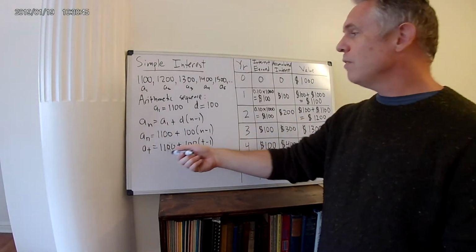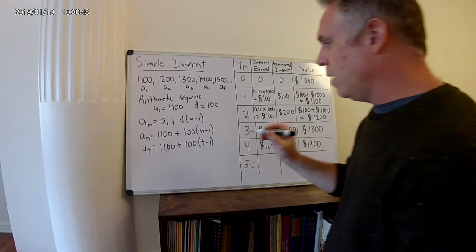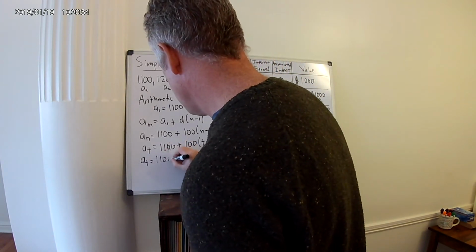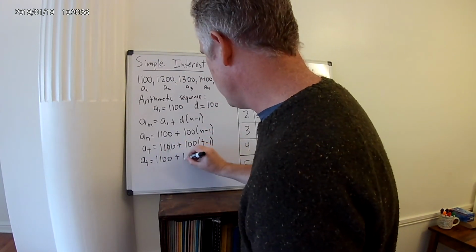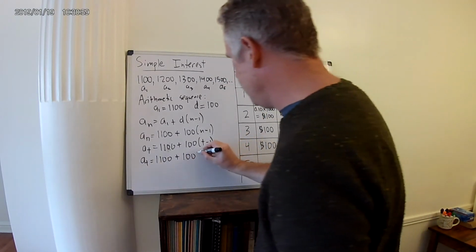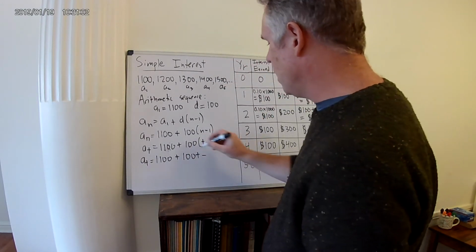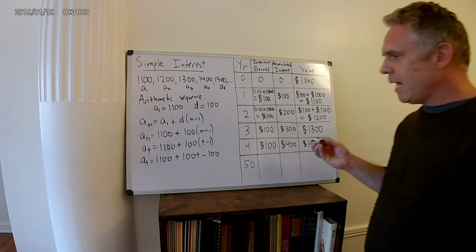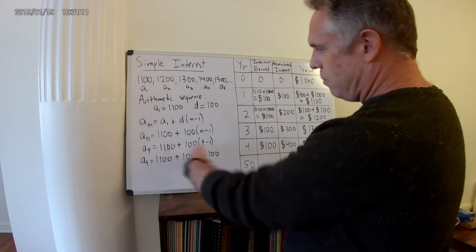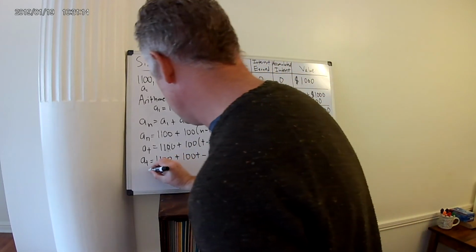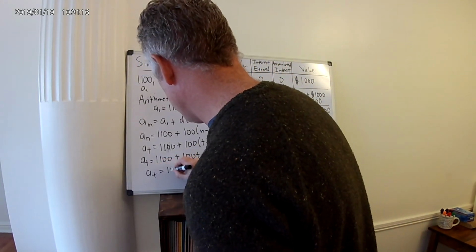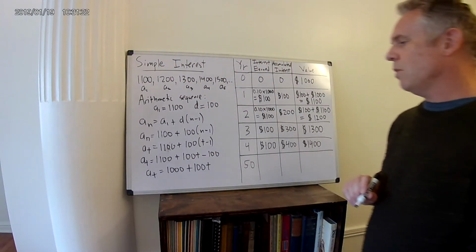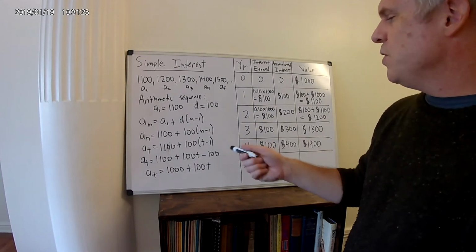Now what I want to do is a little bit of arithmetic on this. I can write this as A_t equals 1100. I'm going to distribute here. So I get 100, and if I distribute here, I get 100 times t, and then 100 times minus 1, which is minus 100. Then I'm going to combine these two terms. So 1100 minus 100 is simply 1000. Okay, and so I get this formula with just a little bit of algebra.